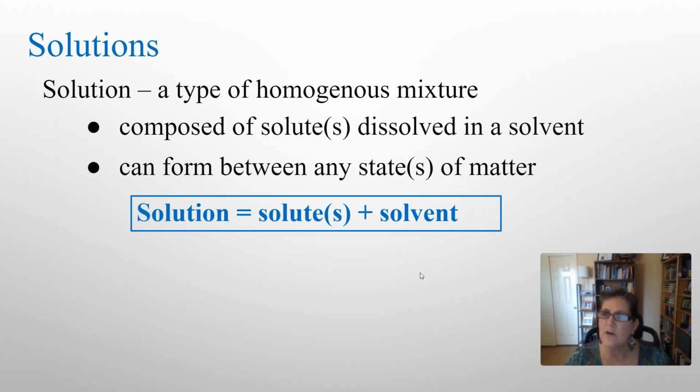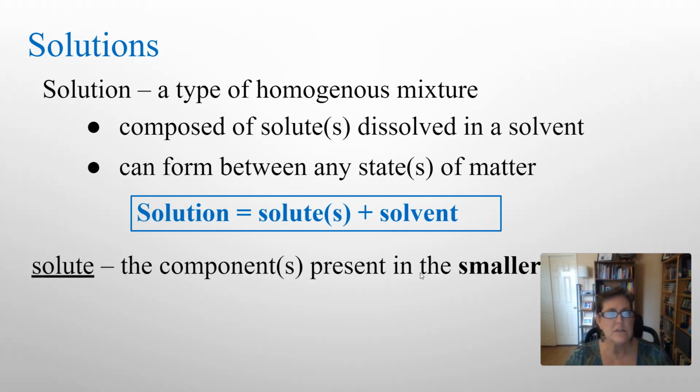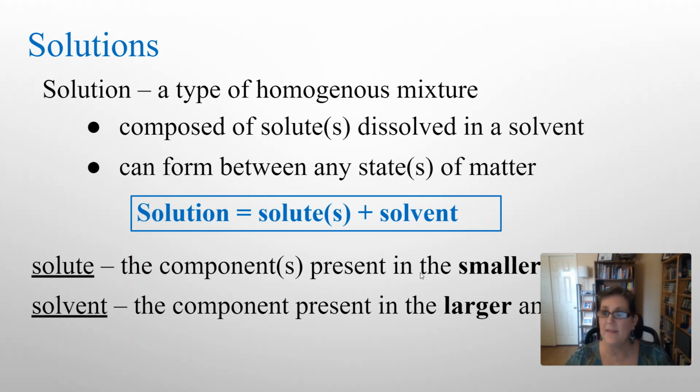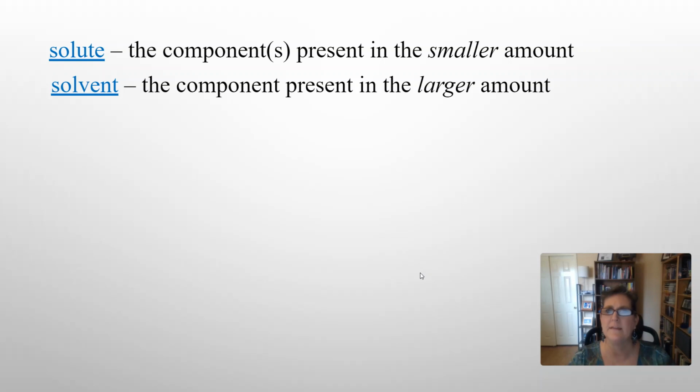So what's the difference between solute and solvent? Well, solute is what is present in the smaller amount, and solvent is what is present in the larger amount. And that's actually on the top of this slide. Here we go. Solute is the component present in smaller amount, so the one that there's less of. And the solvent is the one that there is more of. It's present in the larger amount.